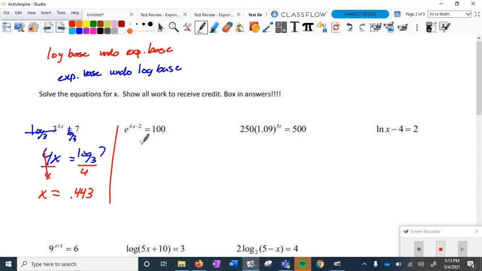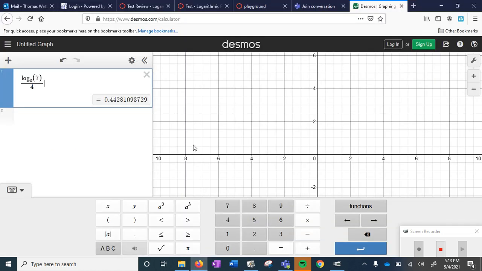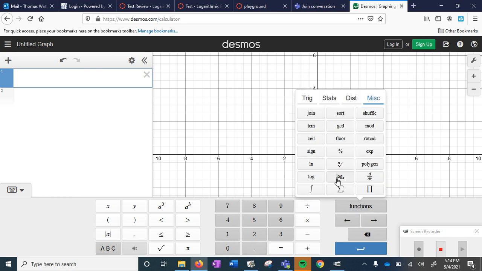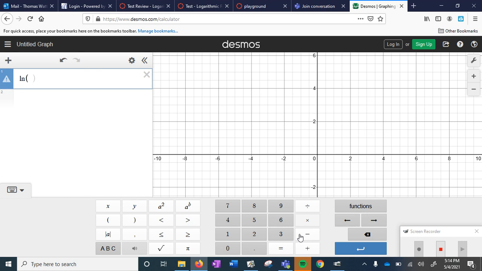Okay, now we got another exponential one. I've got e to this power. How do I undo an exponential base? I use a log base. Now remember, log base e is the same thing as natural log, but for calculation purposes, you can use either one. Okay, so that's going to give me 4x minus 2 equals whatever natural log of 100 is. Okay, let's go get that. Natural log of 100. Again, you can use log base e, or you can just use natural log for this one.